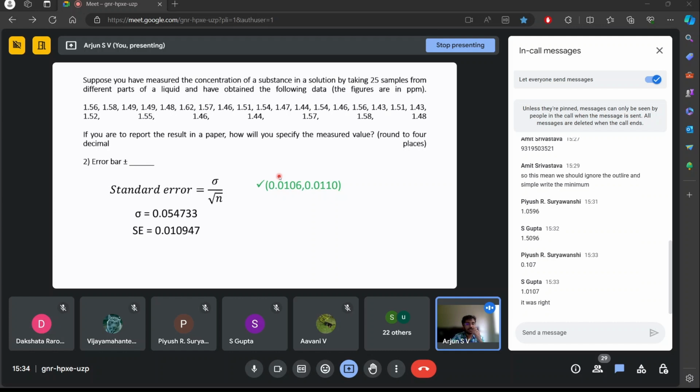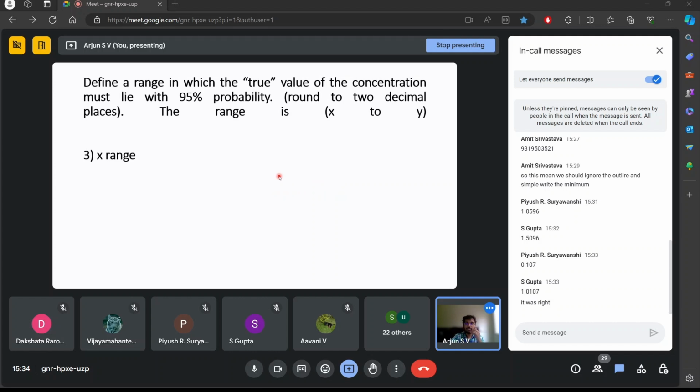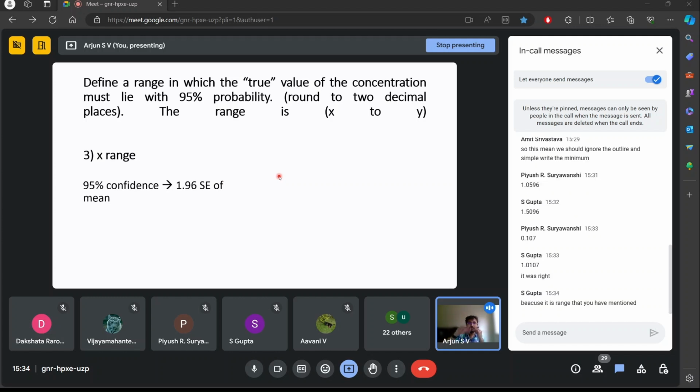But this is how you would calculate the error bar. You find the standard error, which is the standard deviation divided by the root of the number of samples. Yes. And the third question was, define a range in which the true value of the concentration must lie with 95% probability. So we know that 95% probability is 1.96 times the standard error of the mean. So we have a normal distribution. Yes, Gupta, you have written 1.0107 instead of 0.0107. That's why I was a bit doubtful.